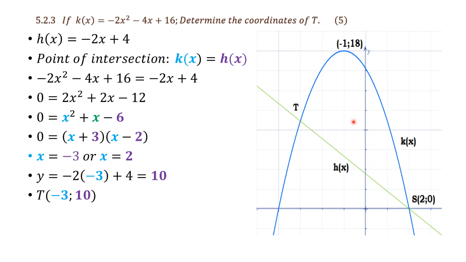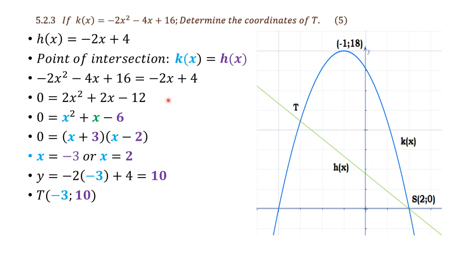So to get the point of intersection, you see T falls on the blue graph, which is k of x, and T falls on the green graph, which is h of x. So therefore, in short, k of x equals h of x. Minus 2x squared minus 4x plus 16 equals h of x, which is minus 2x plus 4. If we simplify and I take minus 2x squared over, it becomes plus 2x squared. Minus 4x comes over, becomes plus 4x minus 2x, gives me 2x. If I take 16 over, minus 16 plus 4 would give me negative 12.